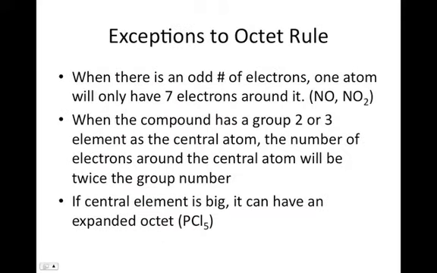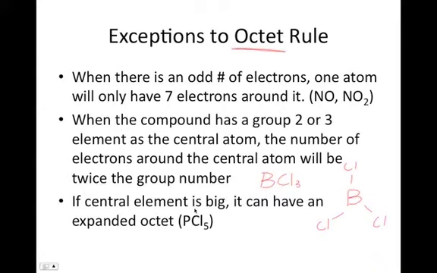Exceptions to the octet rule: when you have an odd number of electrons like we had with the NO3, then one atom's only going to have 7 electrons around it, and it was one of the oxygens on that NO3. If the compound's a group 2 or 3 element as a central atom, like if we had boron trichloride, then the number of electrons around this central atom is going to be twice the group number. Boron's in group 3, so it only actually needs to have 6 electrons around it instead of the 8 that the octet rule says it should have. So boron trichloride would look like this, with the dots around the chlorines.